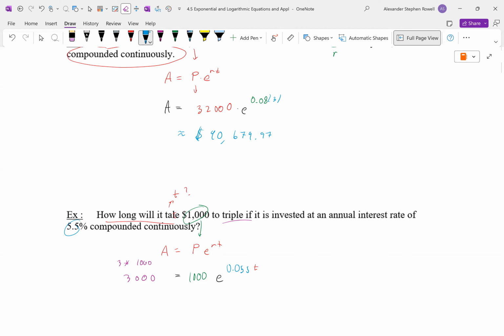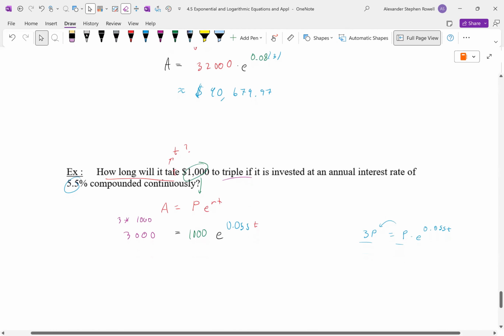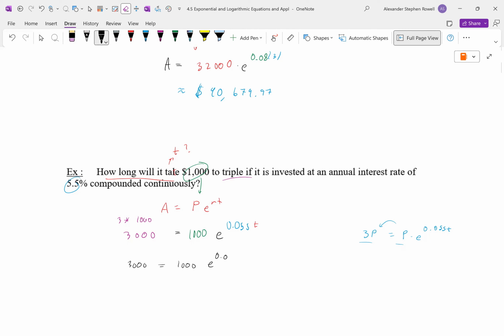It is possible they would just write P times E to the power of 0.055 t is equal to, and triple would be 3P. These are done the same way. It's also more difficult because we need to solve for an exponential. How do we solve? I first want to get the exponential by itself. So let's divide both sides by 1,000. We get 3 is equal to e to the 0.055 t.